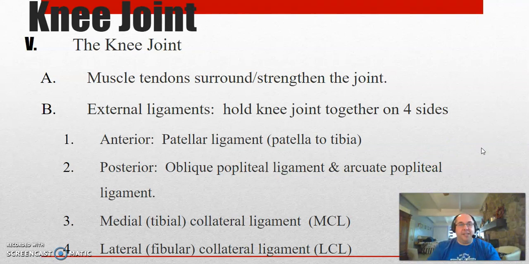Last little thing to talk about is the knee joint. There are lots of joints in your body that are really interesting. The knee is kind of my favorite, so that's why I picked it. I think it's a really interesting joint. It's pretty complicated, and a lot of people end up having knee issues at some point in their life.